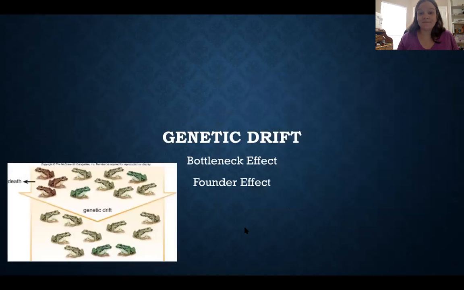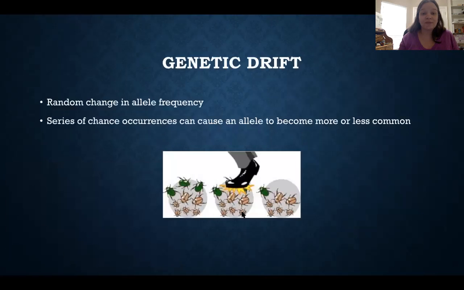All right. Genetic drift. There's two types of genetic drift. Either one is leading to a dramatic change in the population. So there's bottleneck and there's founder. Genetic drift means that we have a random change to the allele frequency. Some series of chance happenings have caused one version of the allele to become more or less common.